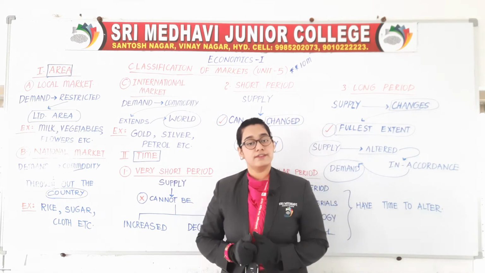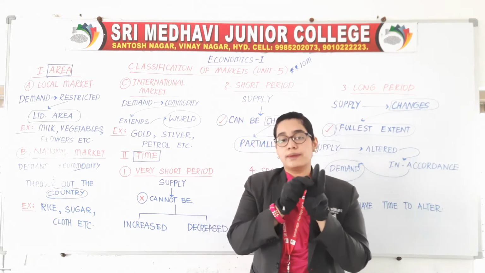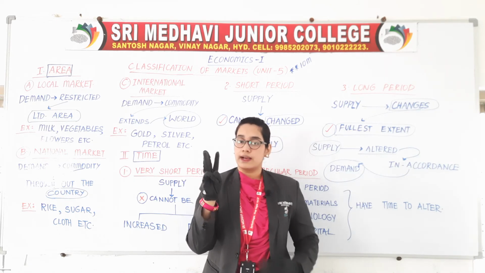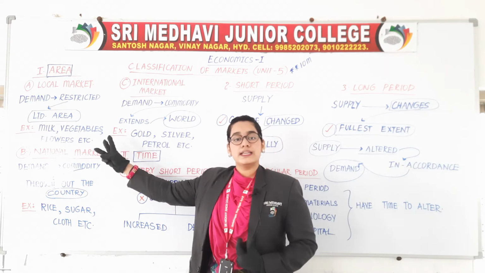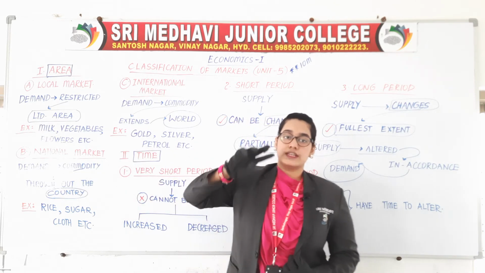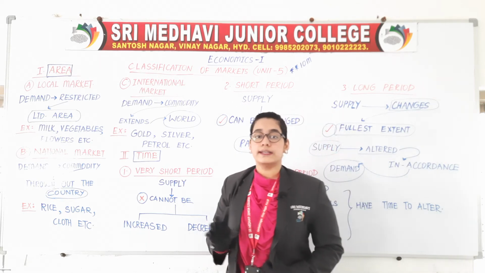So markets are divided based on area into three types: local market, national market and international market. Local means a particular limited area. National means throughout the country. International means throughout the world.